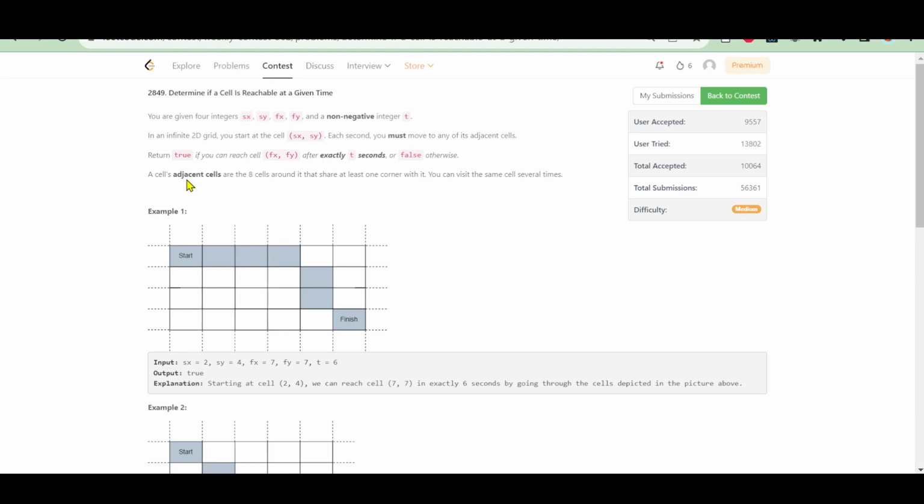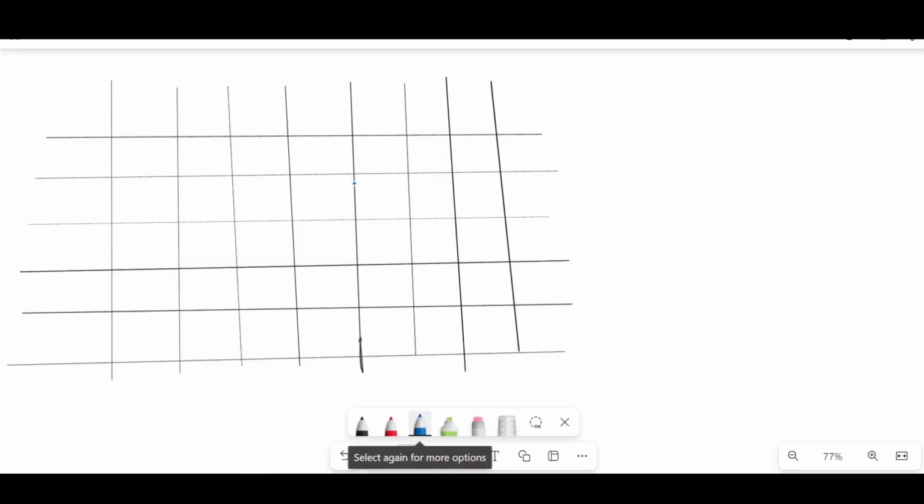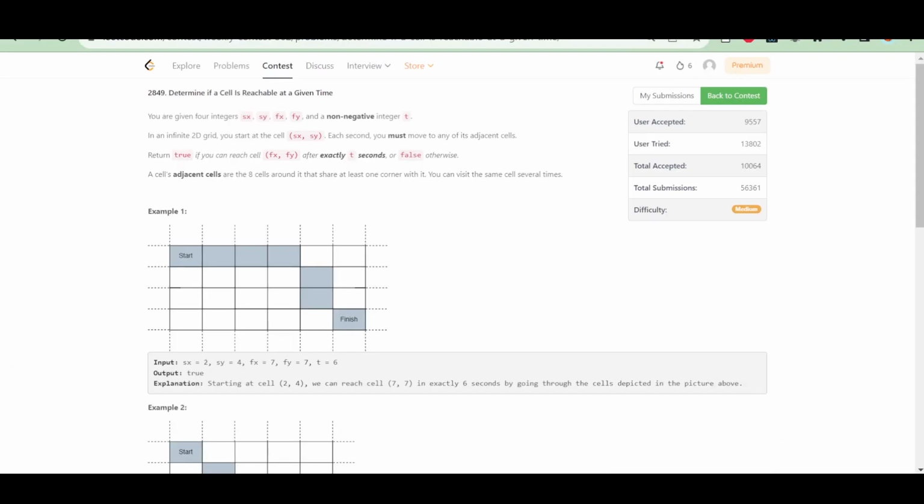Now, what are these adjacent cells? How many cells are adjacent? The cells just around us, just the neighbors of the cell on which we are currently present, are adjacent cells, and for any cell there are going to be 8 cells around it, like this. If I am here, then there are going to be 8 adjacent cells: 1 2 3 4 5 6 7 8. We have to find out whether we can reach the destination cell after exactly t seconds or not.